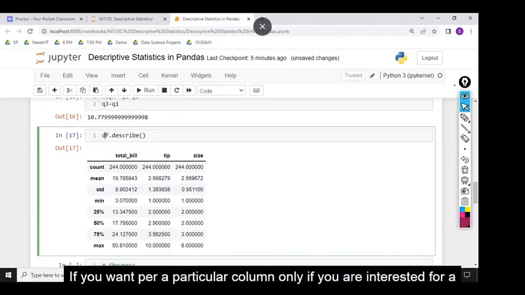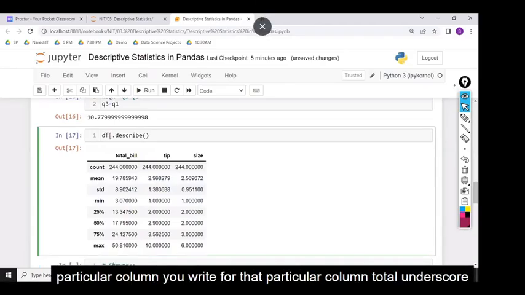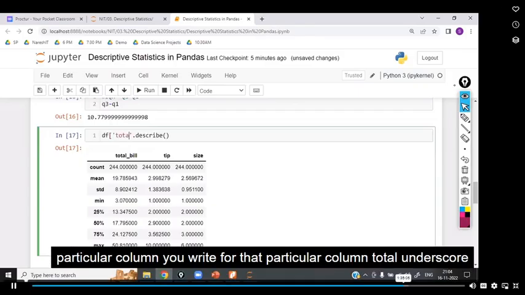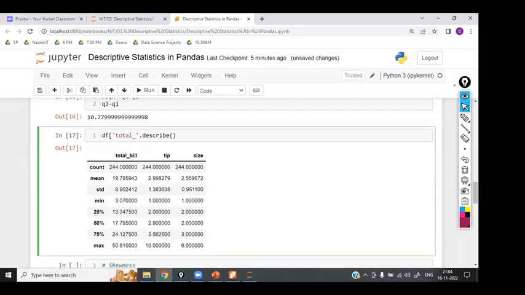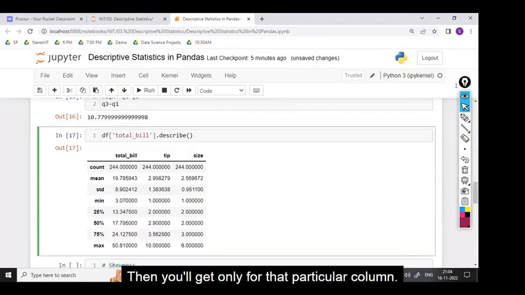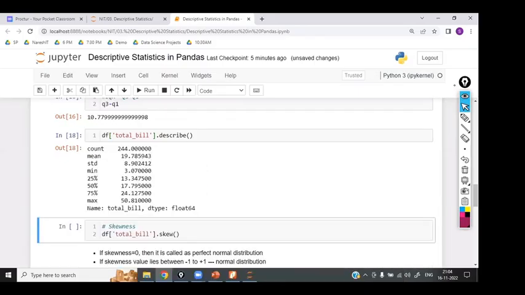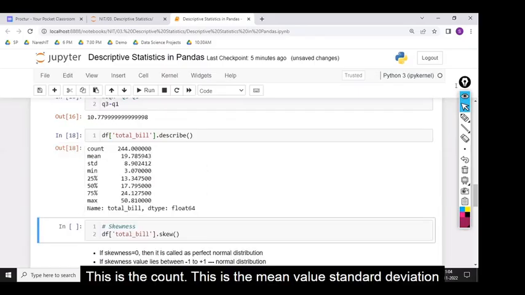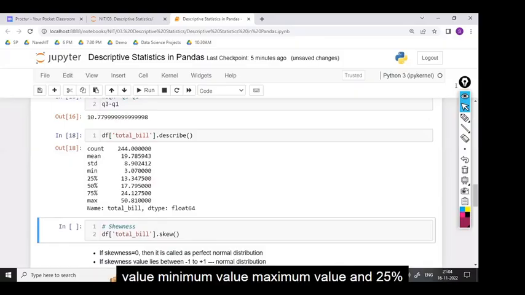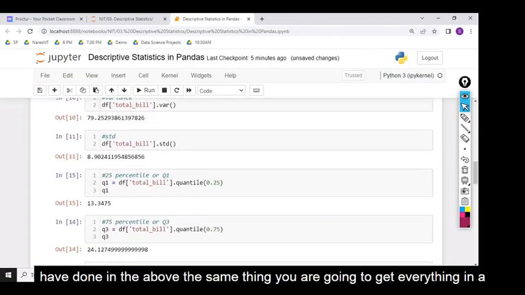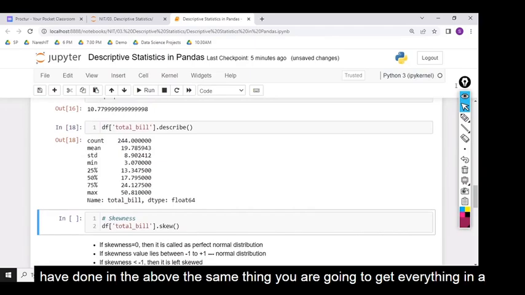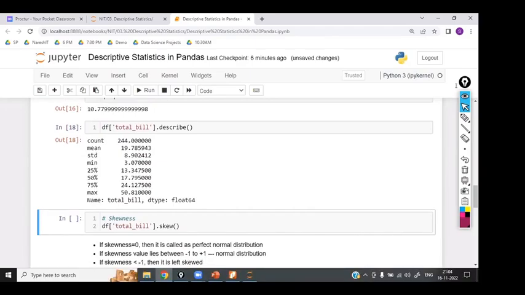If you are interested in a particular column only, you write for that particular column, total_bill. Then you'll get only for that particular column. This is the count, the mean value, standard deviation value, minimum value, maximum value, and 25 percentile, 50 percentile, 75 percentile. Whatever we have done above, the same thing you are going to get in a single shot by using describe.